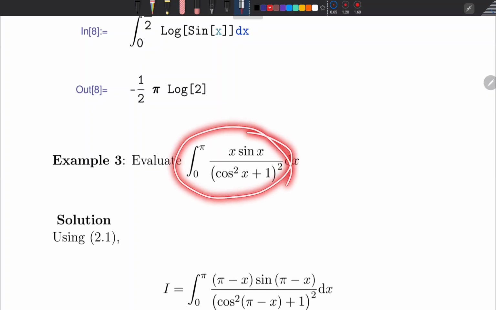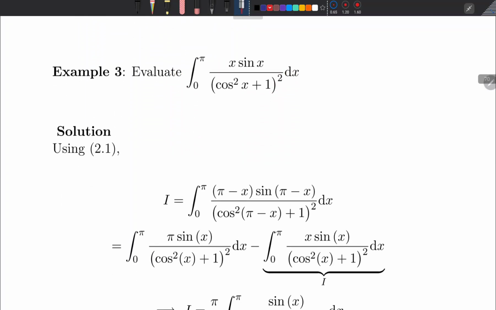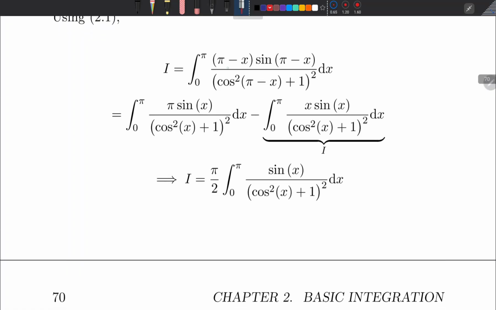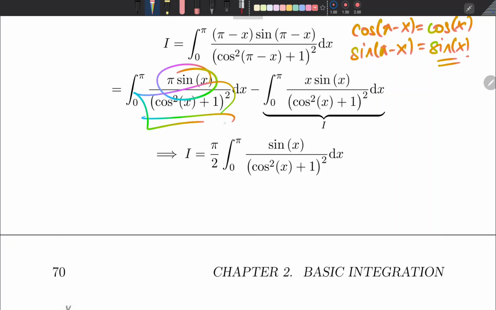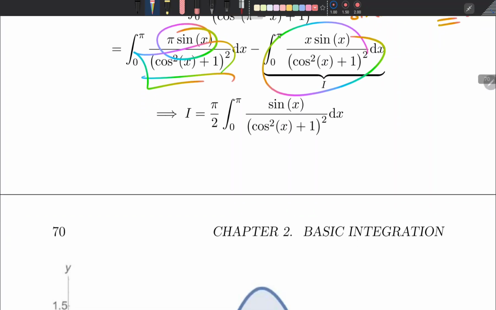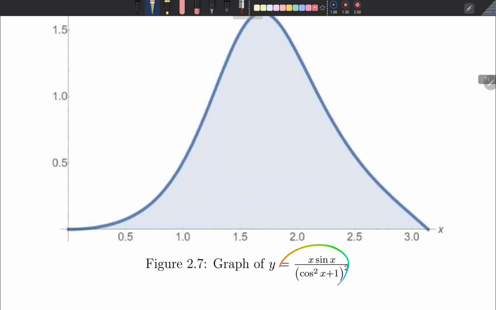And again, for this integral, you just have to go with that method only, the way we did the first integral in this video. So what I did is just use the property, right? And we know that cosine of pi minus x is just cosine of x, and we have sine of pi minus x as sine of x, right? So the way we did here, it's kind of the same stuff, right? And this is the curve actually.